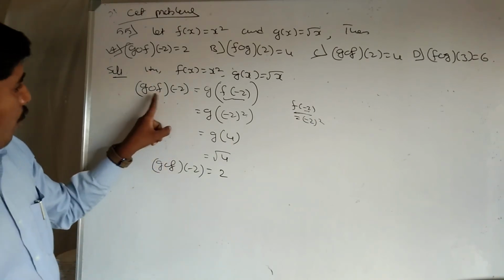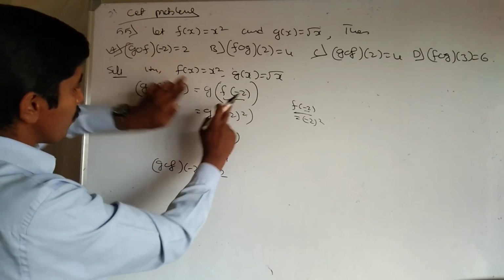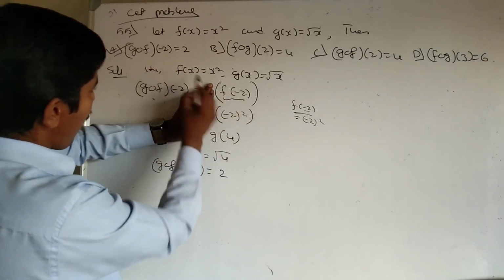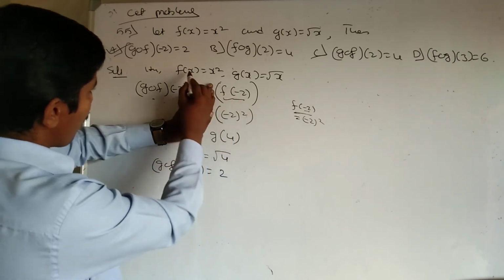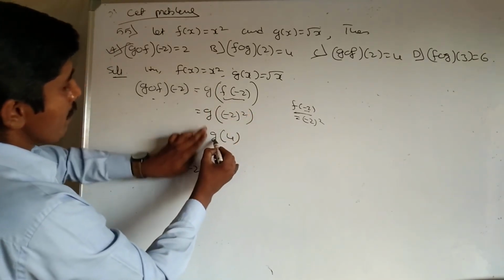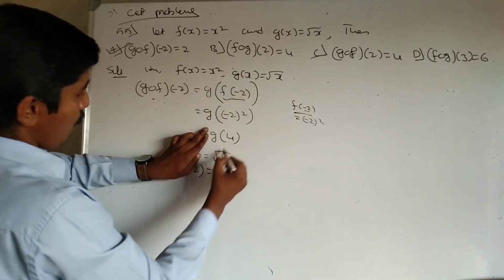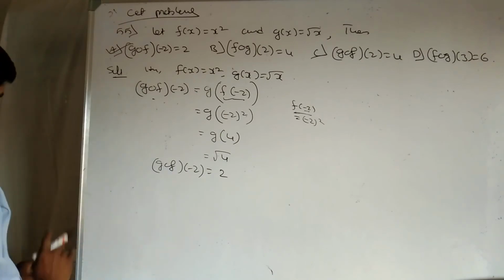Mind it, g o f of minus 2 is defined as g of f of minus 2. F of minus 2 equal to minus 2 whole square, since f of x is x square. Minus 2 whole square is 4. Then g of x is square root of x. Root of 4 is 2. So A option is the right option.